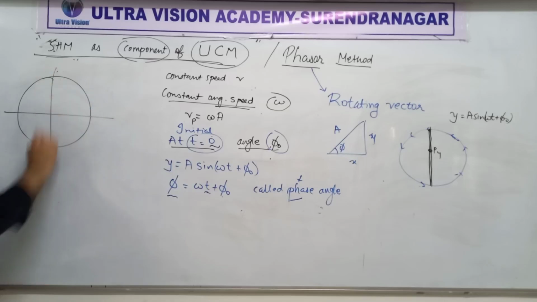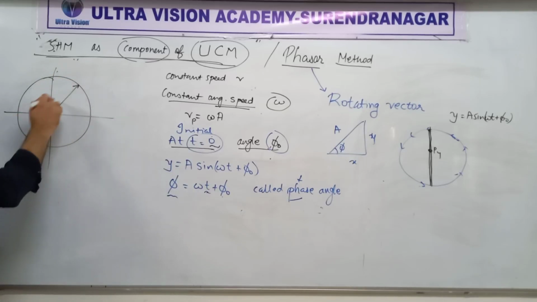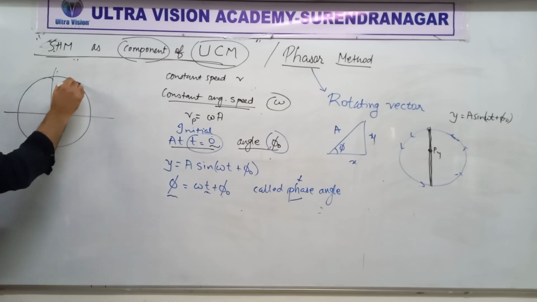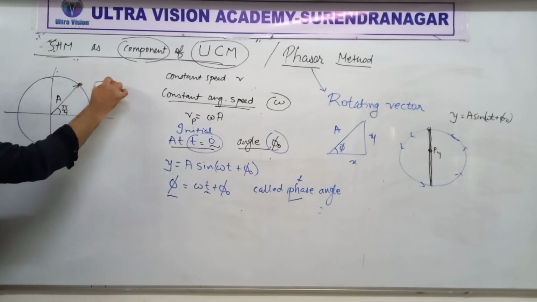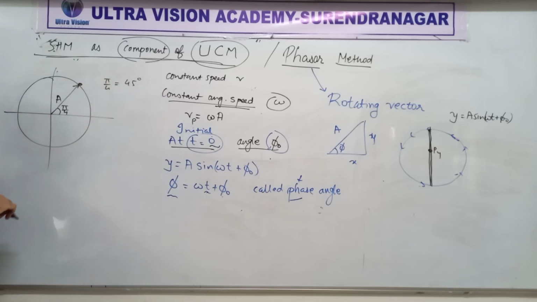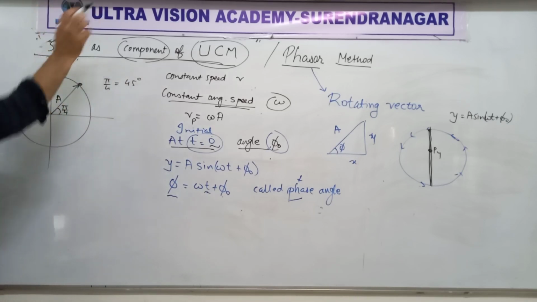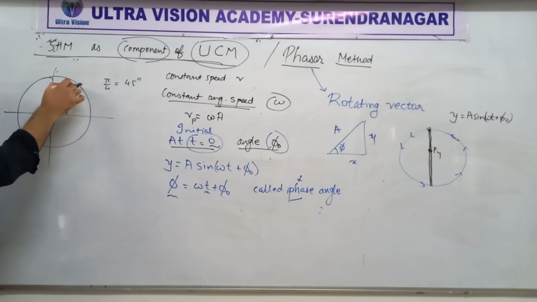Suppose we have this circle. This is the phasor which is indicating position. This length is A, and this angle, let's say, is pi by 4. Pi by 4 is 45 degrees. So what this means is that it's already over here.